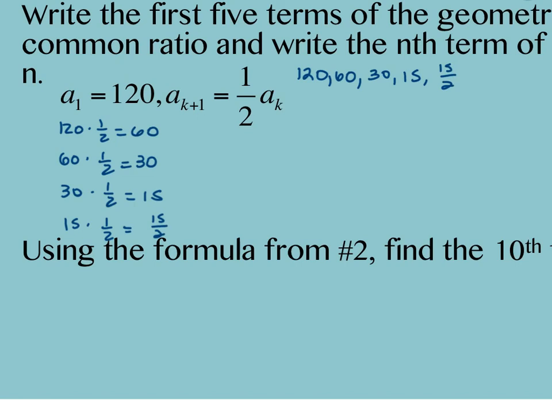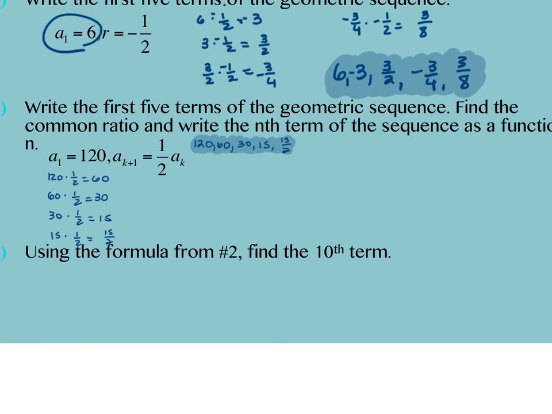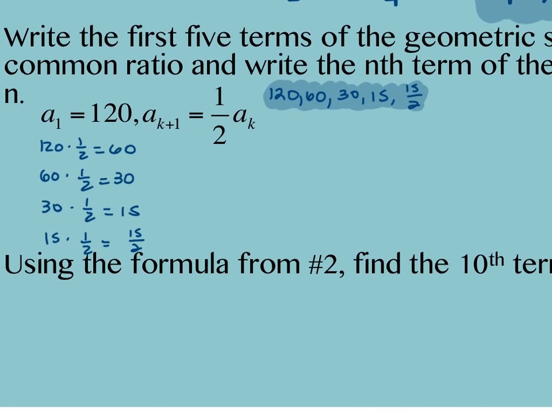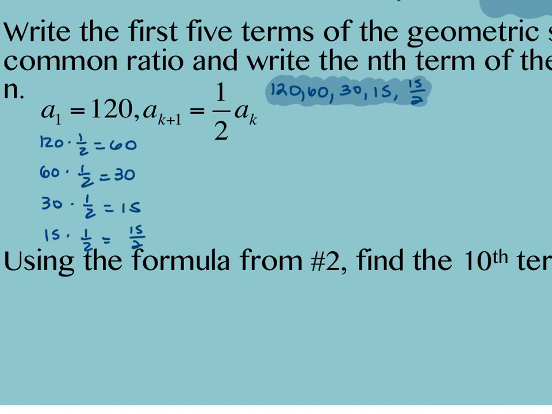For a question like this, where it's pretty basic multiplication, can you just write 120, 60, 30, 15, 15? Sure, yeah. Then comes find the common ratio. So what's happening each time is we're dividing by 2, right? Which is the same thing as multiplying by 1/2. So the r is 1/2.